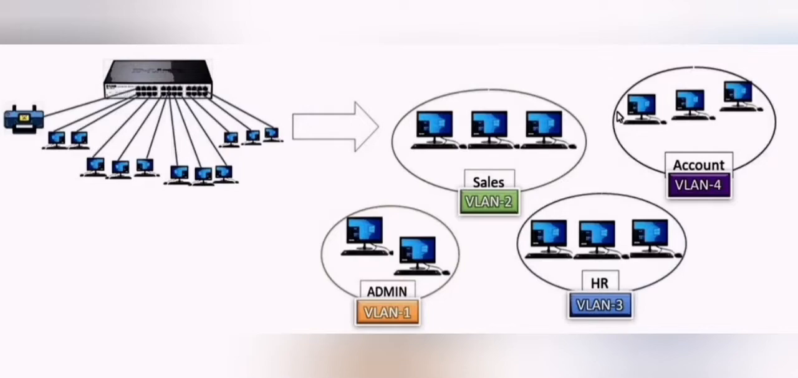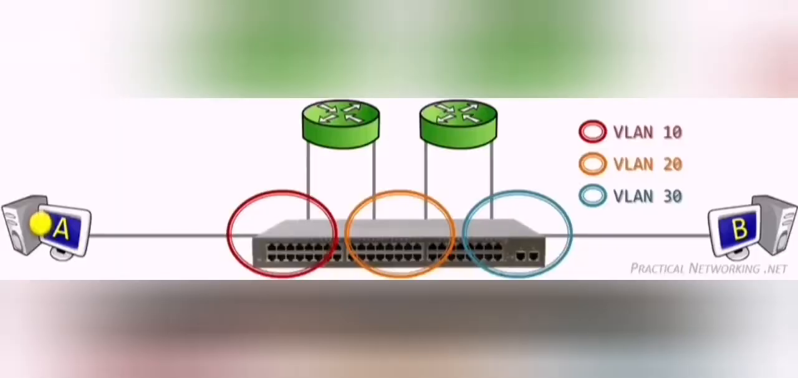VLANs are defined with numbers. For example, we define VLAN 1, VLAN 2, VLAN 3, 4, 10, 20, etc. When we configure VLANs on a switch, then the communication among the workstations connected to this switch depends on the VLAN that the workstation is part of. As we said, the VLANs can't communicate directly with each other.